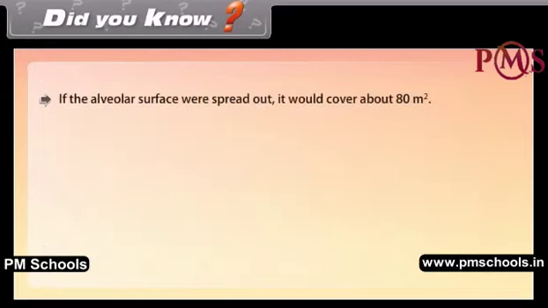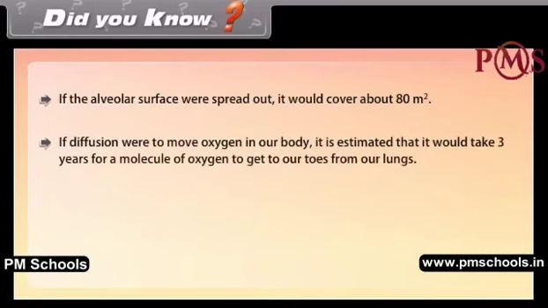If the alveolar surface were spread out, it would cover about 80 square meters. If diffusion were to move oxygen in our body, it is estimated that it would take 3 years for a molecule of oxygen to get to our toes from our lungs.